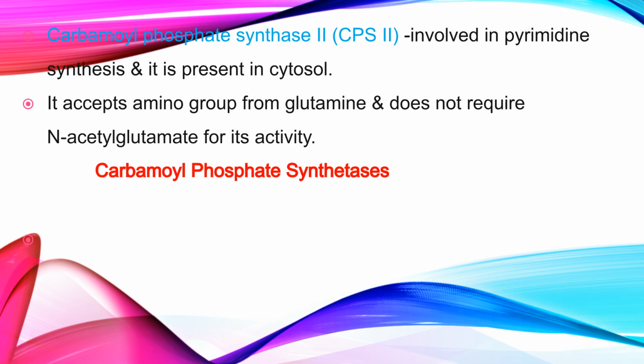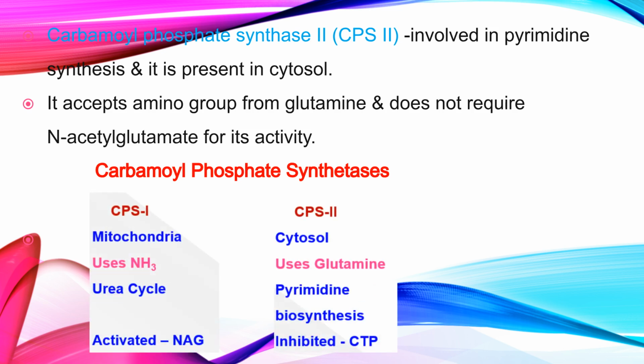Carbamoyl phosphate synthase 2, or CPS2, is involved in pyrimidine synthesis and is located in the cytosol. It uses glutamine as the amino group donor and does not require N-acetylglutamate for its activity, unlike CPSI.